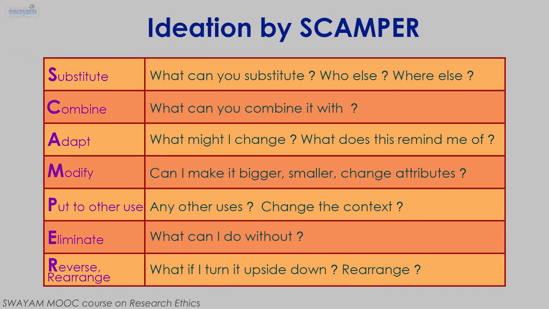Here is one more technique to develop ideas. This is called SCAMPER. SCAMPER is an acronym for the following words: substitute, combine, adapt, modify, put to another use, eliminate, and reverse. So substitute. What can you substitute this with? Who else? Where else? Combine. What can you combine it with? Adapt. What might I change? What does this remind me of?